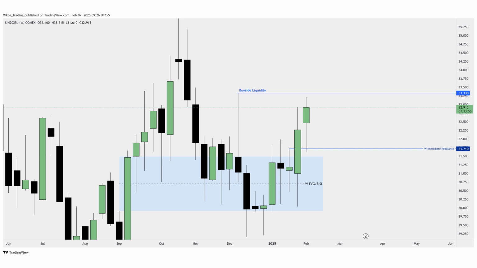This is the weekly chart of silver's March futures contract. The blue shaded box is the weekly fair value gap. We can see that price has spent a lot of time in the weekly fair value gap. It is important to note how the bodies of the candles have respected the low of the weekly fair value gap.